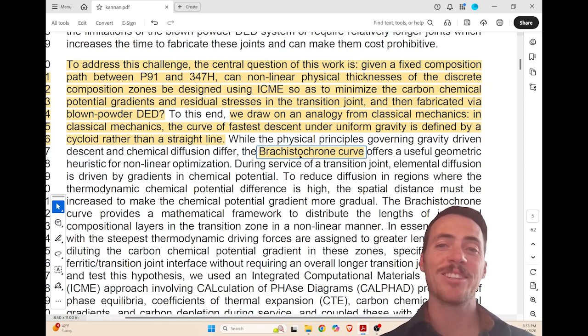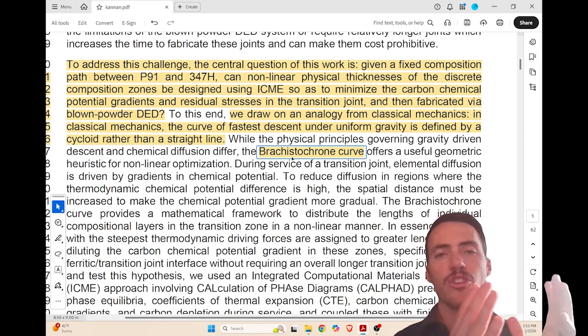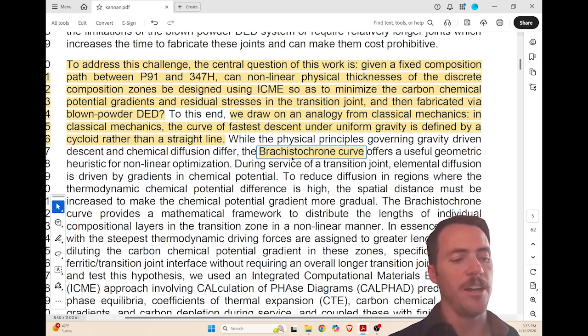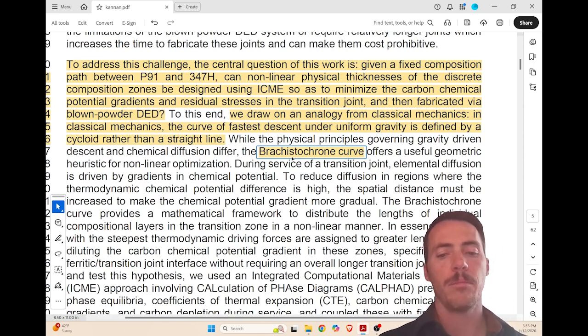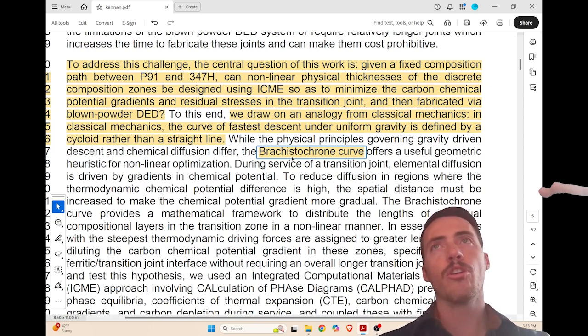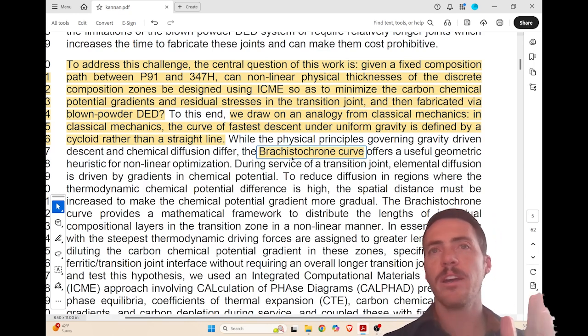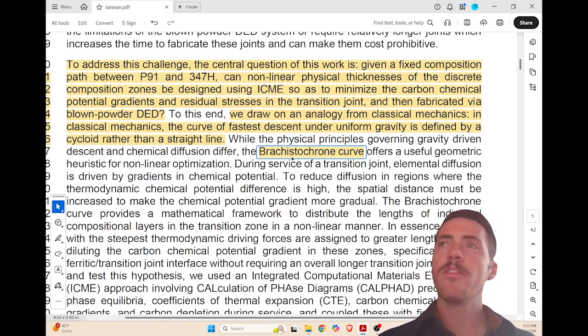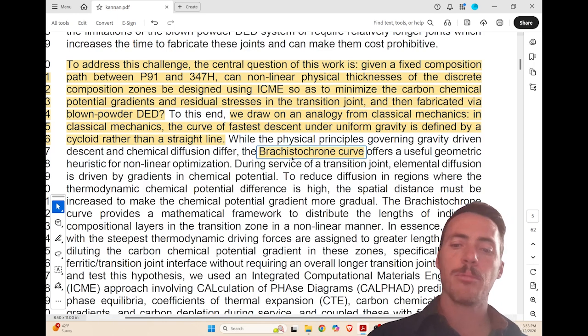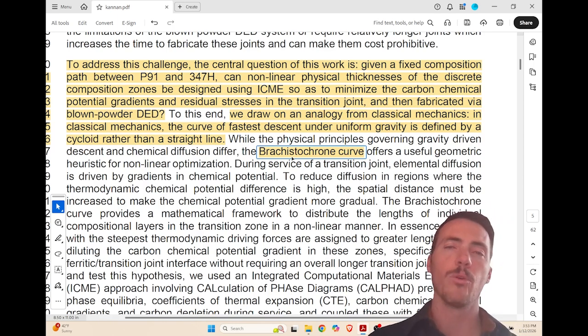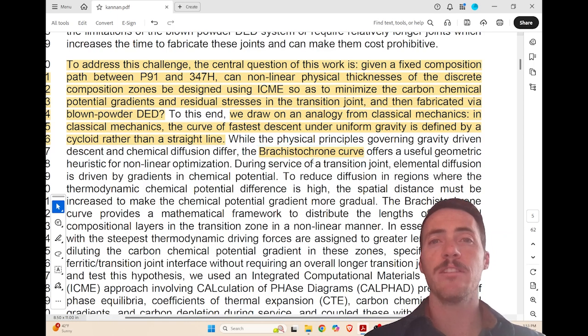Here, this is pretty cool. They actually take inspiration from classical mechanics. They're going to use something called the brachistochrone curve. That comes from the Greek for shortest time. Basically, this comes from Bernoulli calculating the curve of fastest descent under gravity, right? Essentially, they're going to have a series of layers, but they're not going to have the same thickness, right? The thickness is going to become a design parameter that they can specifically explore to see what gives the best outcome. And the way that they're going to explore that is with ICME.